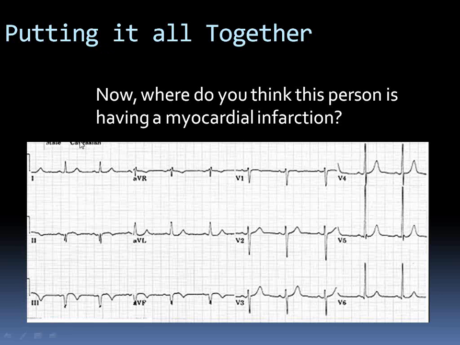One lead that I had never mentioned before is lead AVR. We seldom, if ever, look at lead AVR. So my recommendation to you when you interpret ECGs is to forget about lead AVR. Just look at leads 1, AVL, 2, 3, AVF, and V1 to V6. Lead AVR has very little clinical significance, and for you guys, I would not even worry about it.